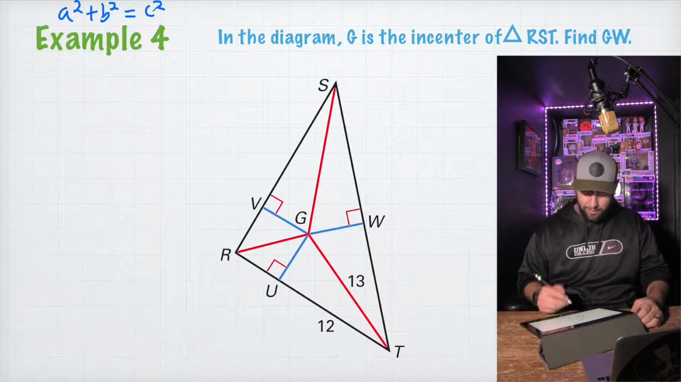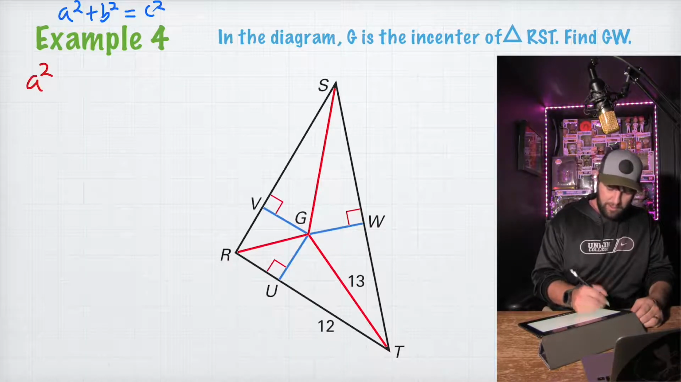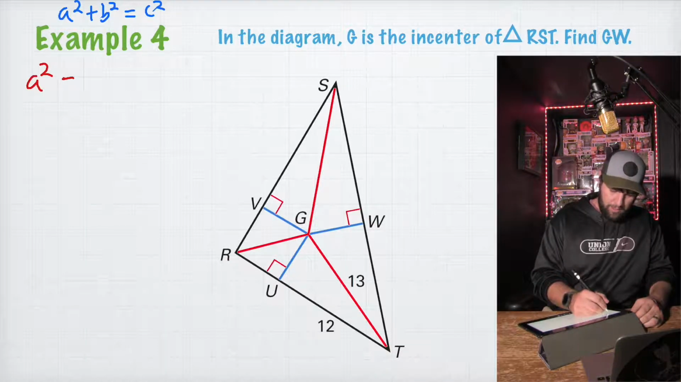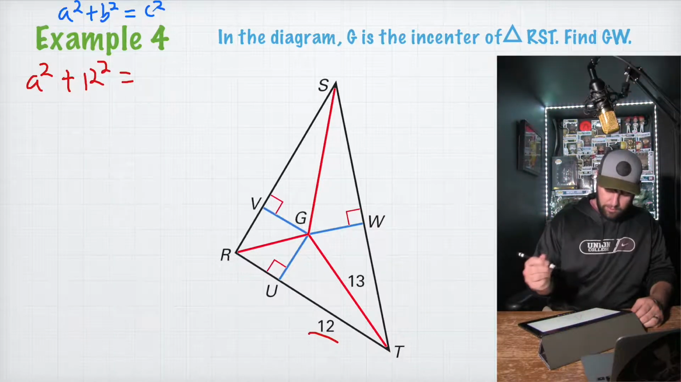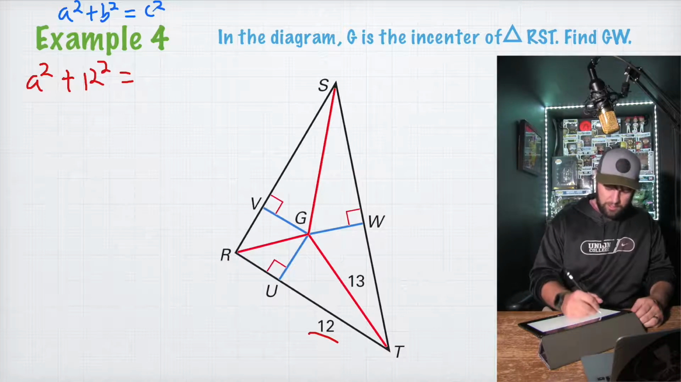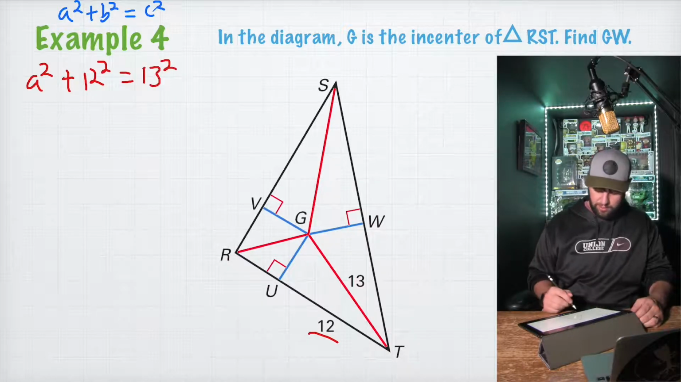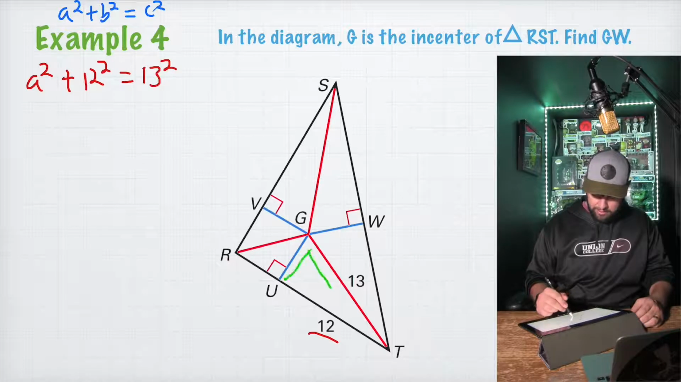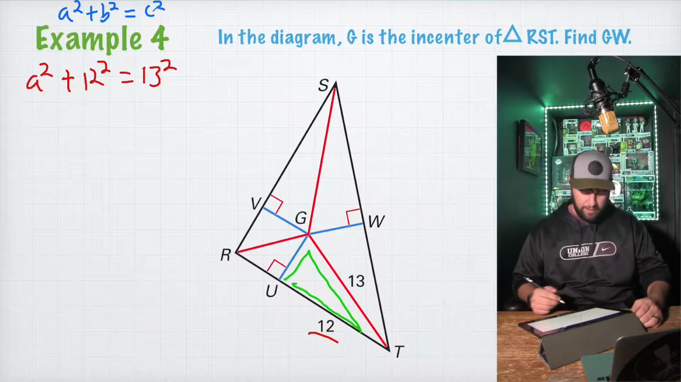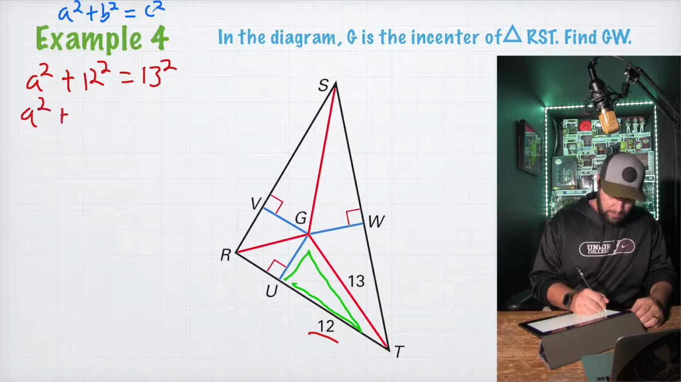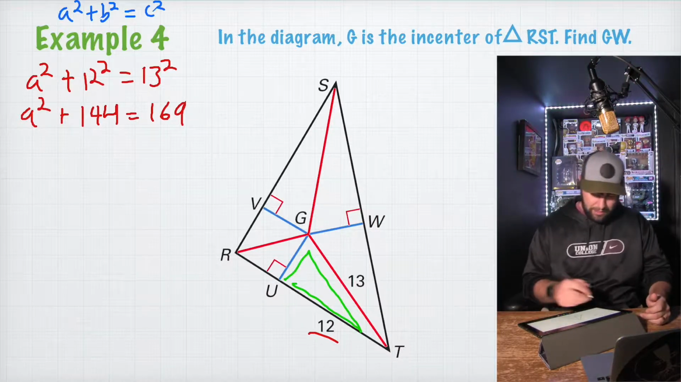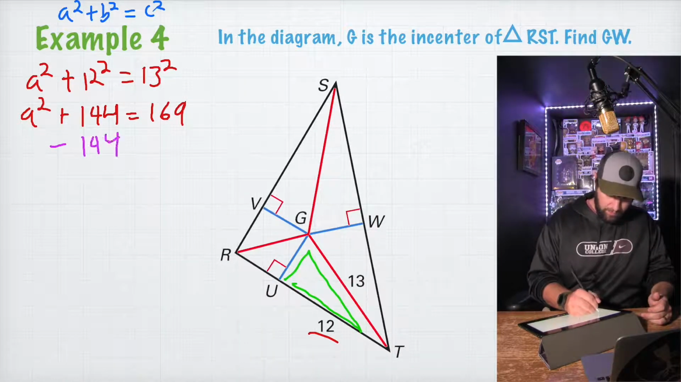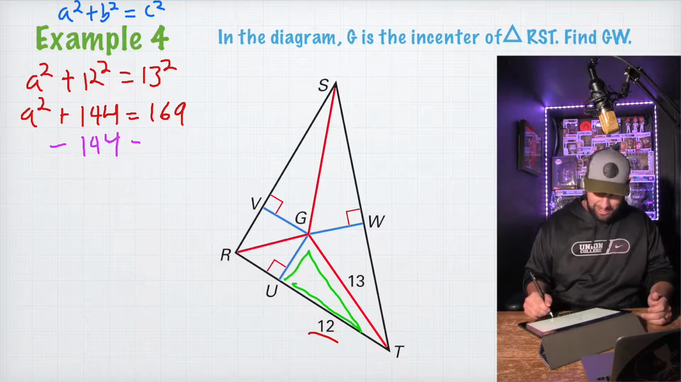We know that a squared plus b squared, which is 12, equals c squared, which is 13, because that's the hypotenuse of that triangle. We're looking at this little green triangle right here, okay? So a squared plus 144 equals 169. Okay, now all we have to do is subtract 144 from each side of the equation.